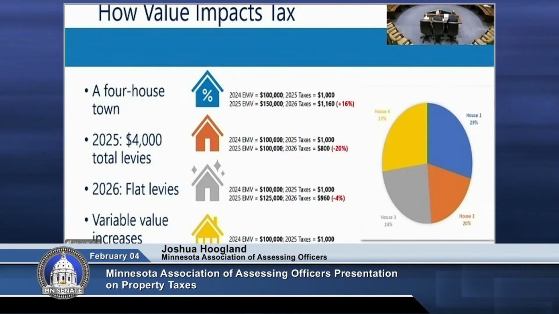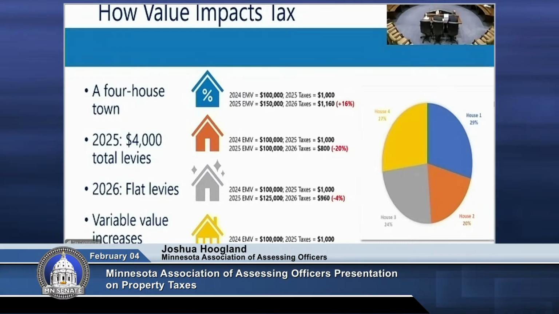And as you can see on your screen, we've simplified basically an example of a shift. What this example looks at is a simple four-house town, a simple levy across all authorities, a flat levy year over year, and then variable value increases. The pie chart on the right represents basically the whole of the levies. The levies are in theory always made whole for the taxing authorities from the tax base that exists within each of those.